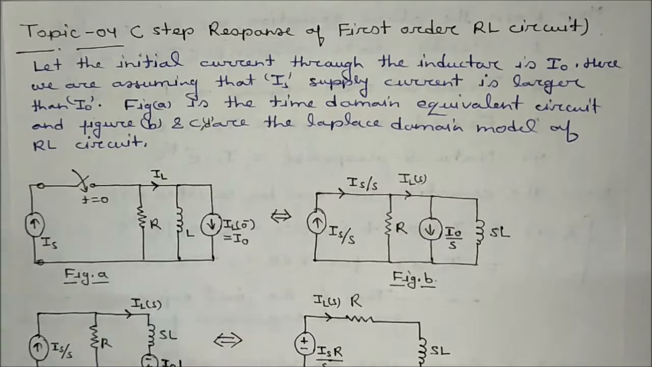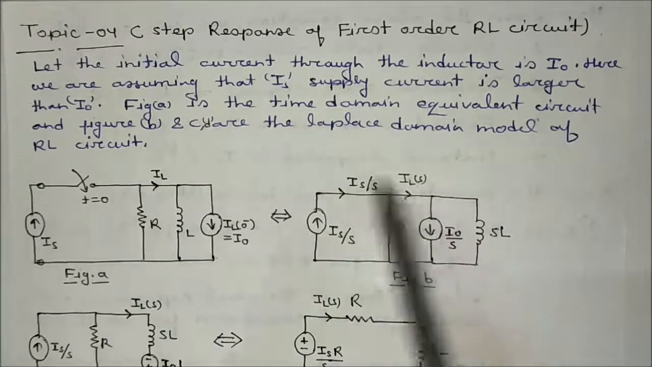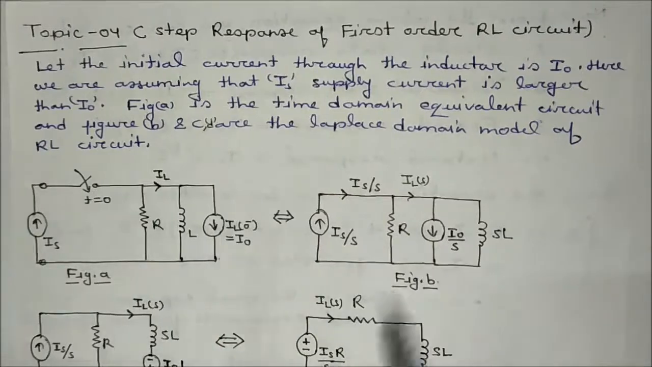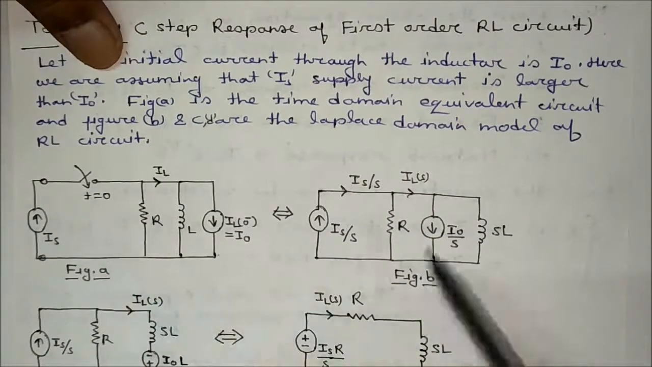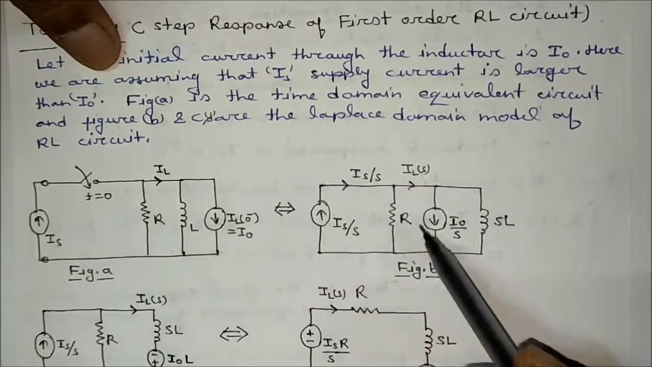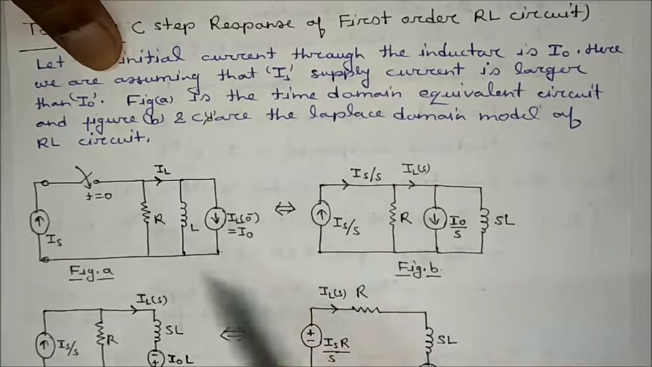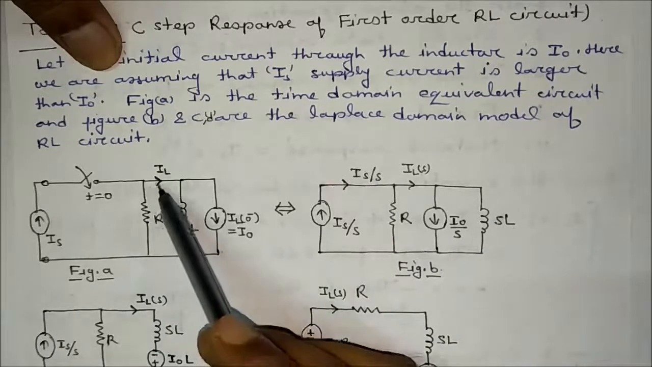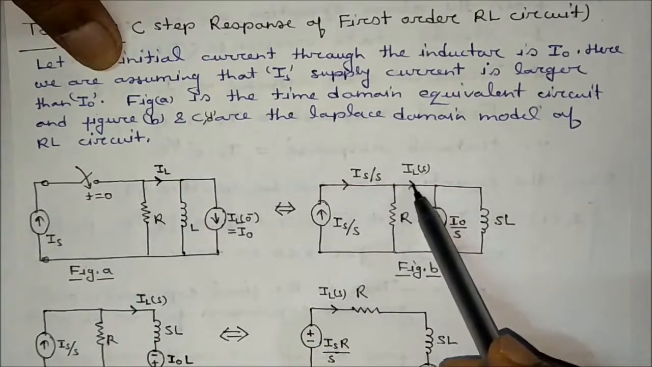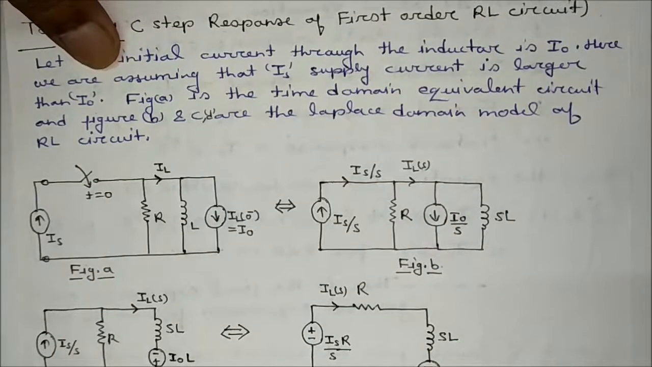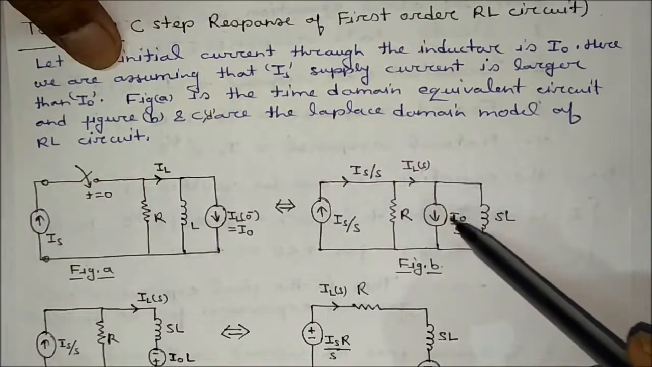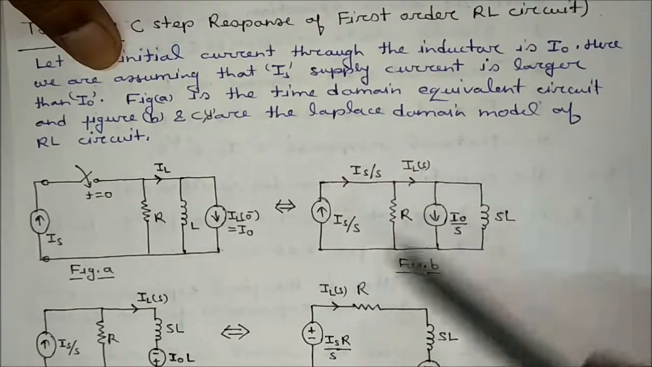When we were discussing the RC circuit, we converted it into its Laplace domain. I am going to make this equivalent into its Laplace domain. This is a step signal, so Is by S. R will be the same. This is the initial constant value, I naught, so I naught by S. This one is L, so it will be SL, and this current will be IL, so it will also be ILS.